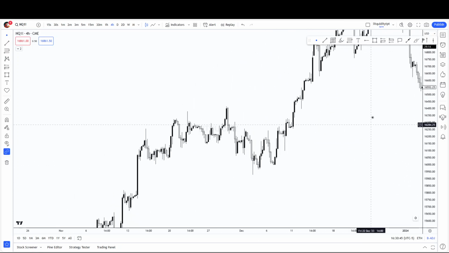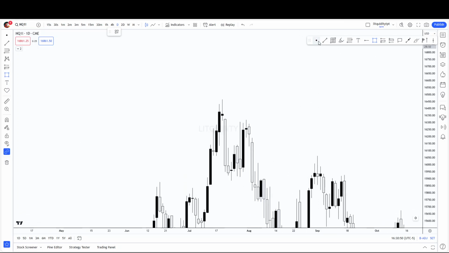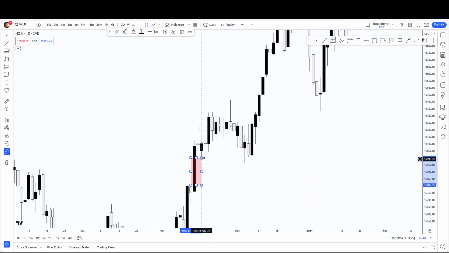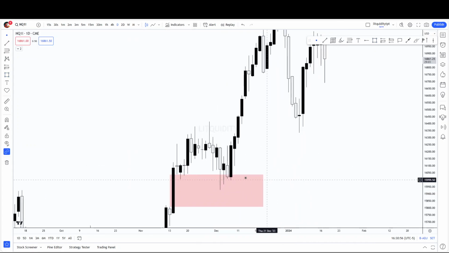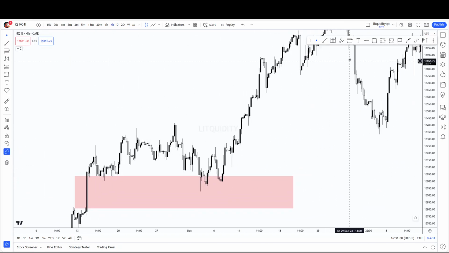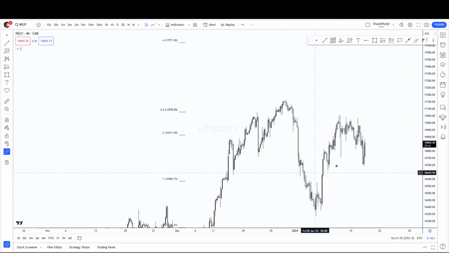On the 4 hour, price right here comes in to a daily fair value gap, right? And then here we're going to expect an expansion. So price here, you will simply put your Fibonacci from the low, and then the high, and then you will target 2.5, right? So here, price moves up and then gives a retracement.